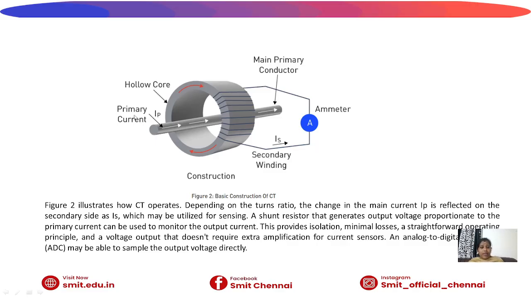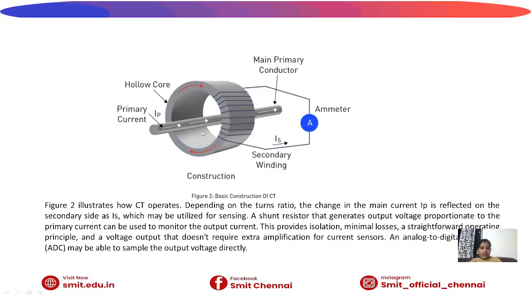Here the primary current IP is an AC current, and it generates a magnetic field in the secondary winding. This is the operation. We get the current from the ammeter, and the voltage is proportional to the current. This figure illustrates that, depending on the turns ratio, the change in the main current IP is reflected on the secondary side.